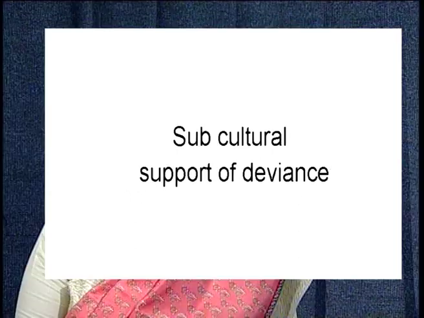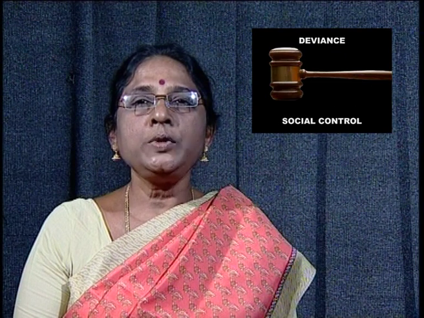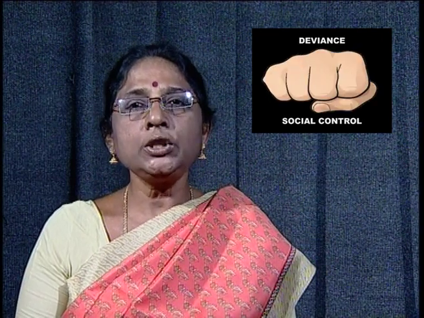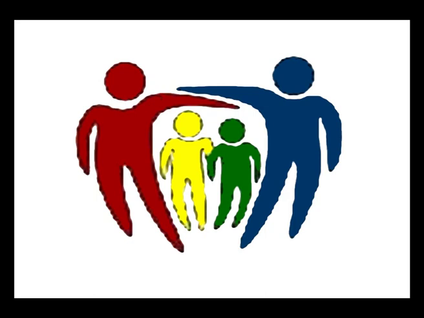The sixth one, subcultural support of deviance. Many subcultural groups exist within the larger groups. There may be some groups holding destructive ideologies. In that case, a man with weak personality who gets into contact with this destructive group will get support from the already existing gangs. The chances are more for him to deviate.